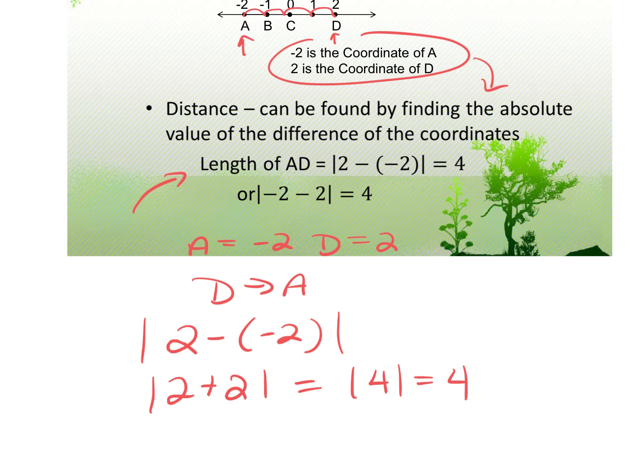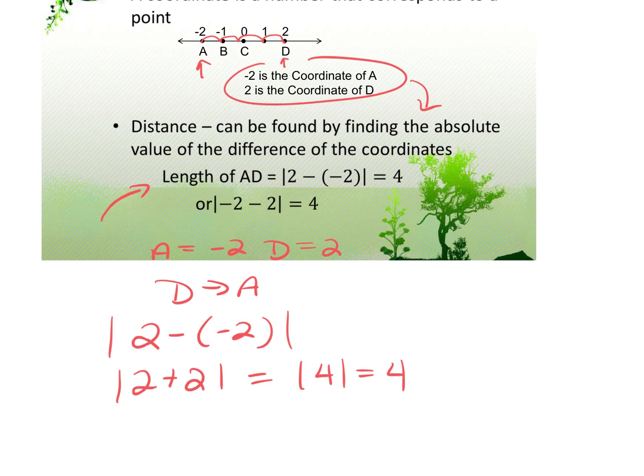Now let's say you went the other way. Let's say you decided I wanted to subtract A's coordinate from D's coordinate. A's coordinate was -2. D's coordinate was 2. And notice once you subtract this, you get -4, but you're still finding the absolute value, which now makes that distance positive. So again, it doesn't matter what you subtract from what, you will still get the same distance.